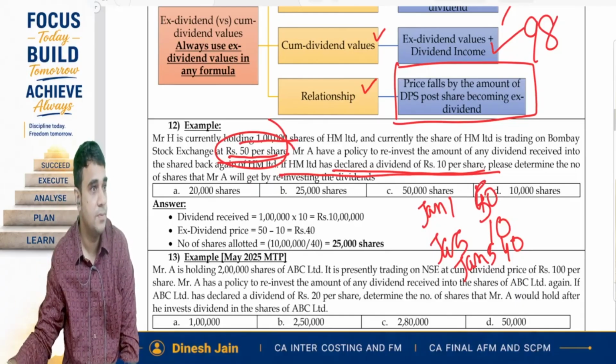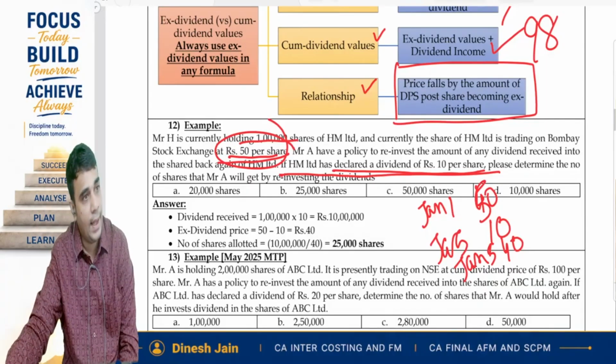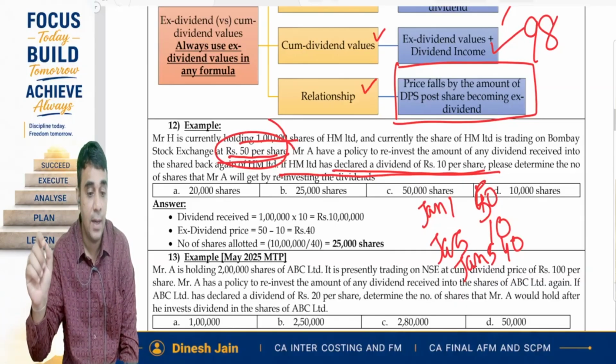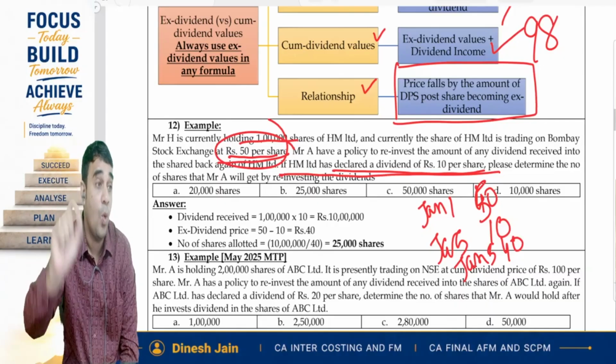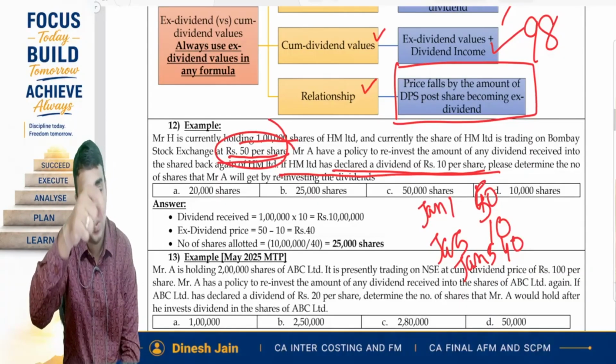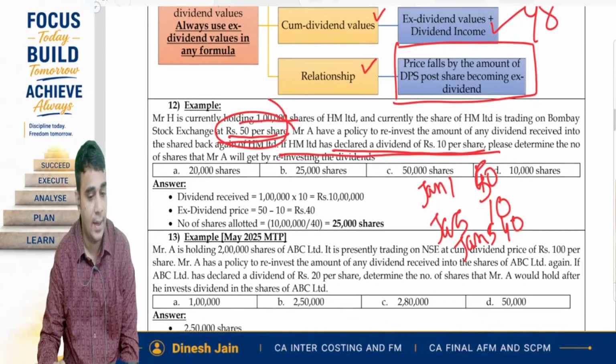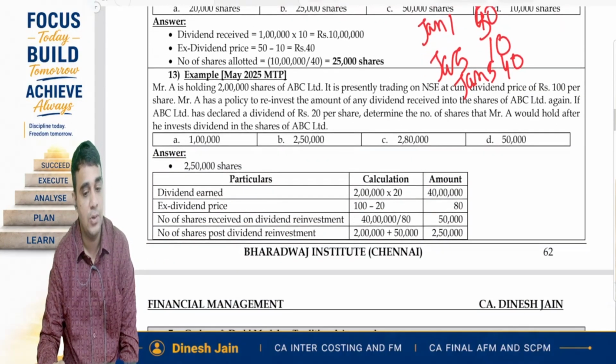Yeah, give me the answer. 2 lakh into dividend is how much? 20 divided by 80. We get how many shares? 50,000. They are saying determine the number of shares Mr. A would hold after reinvestment. Original 2 lakh, extra 50,000. Original 2 lakh and extra 50,000, 2 lakh 50.